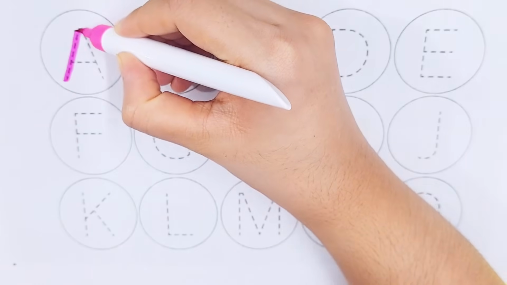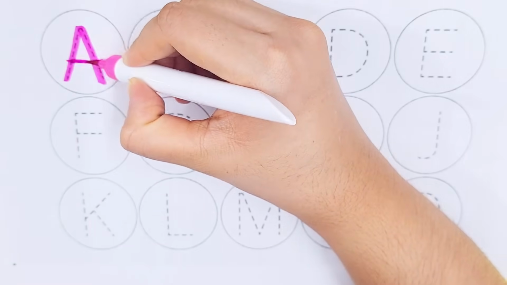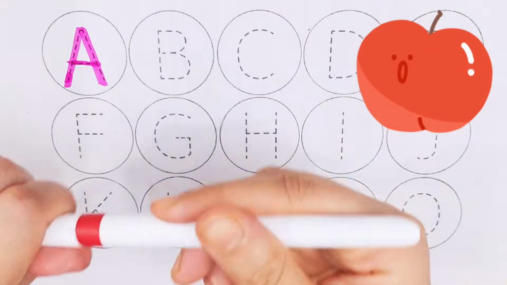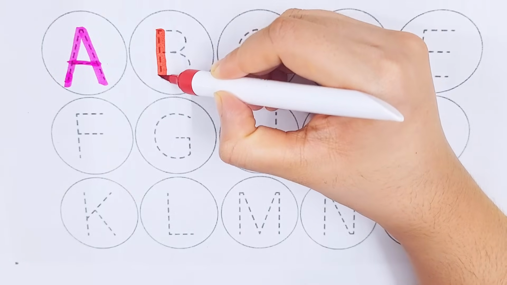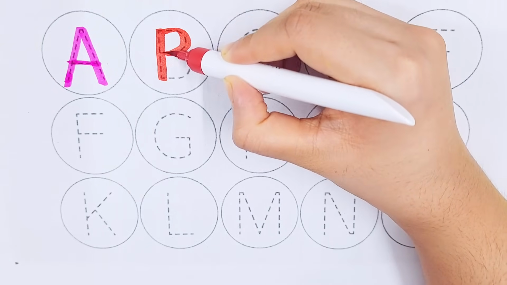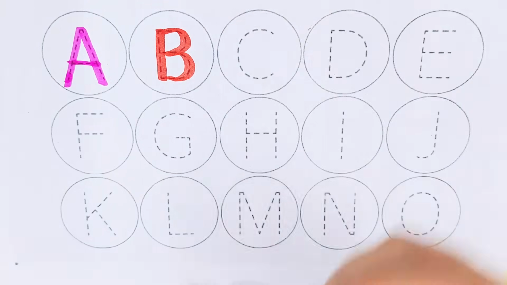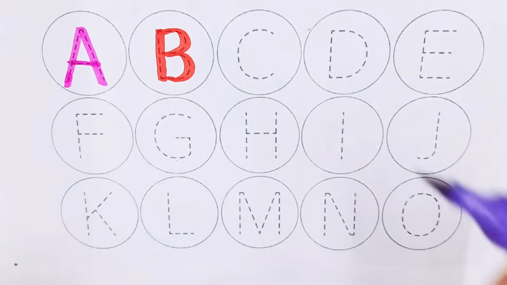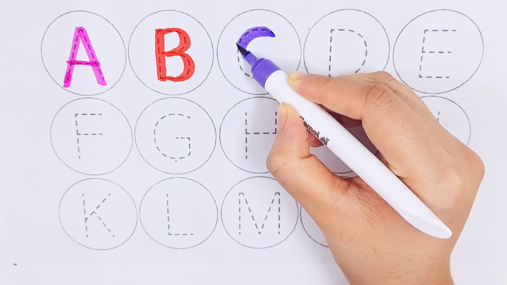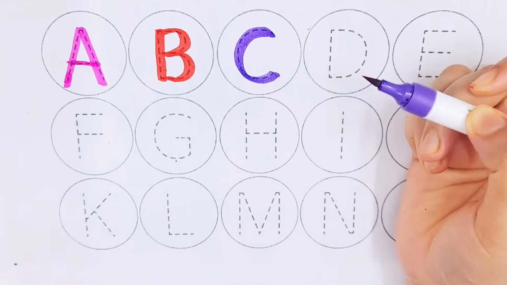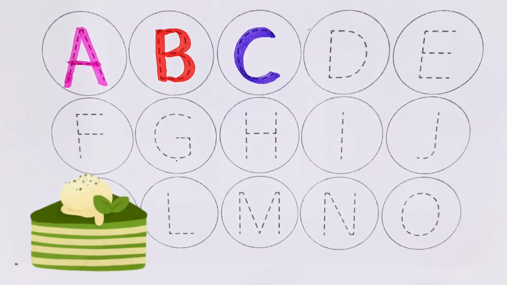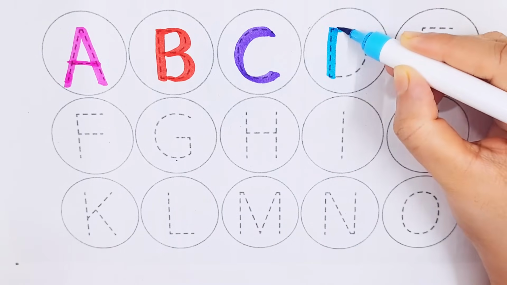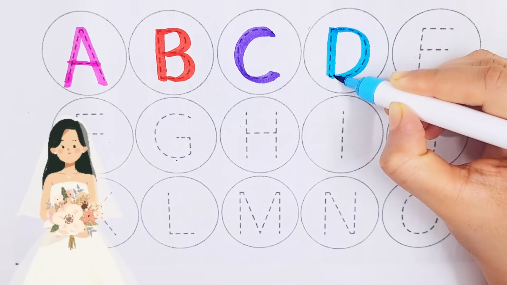Purple color. A for apple. Red color. B for book. Violet color. C for cake. Sky blue color. D for doll.